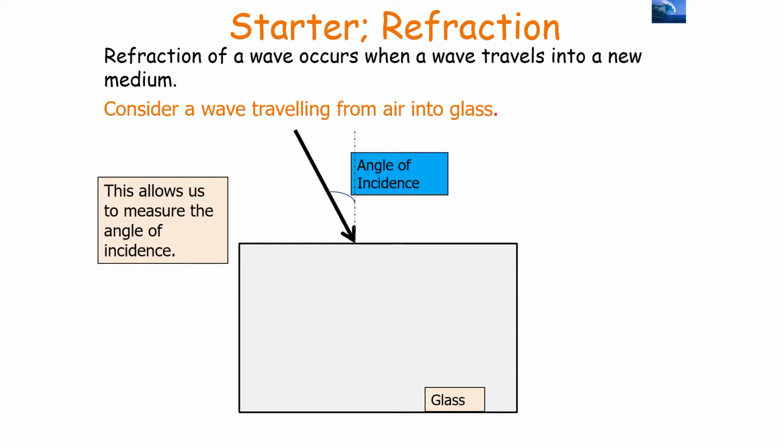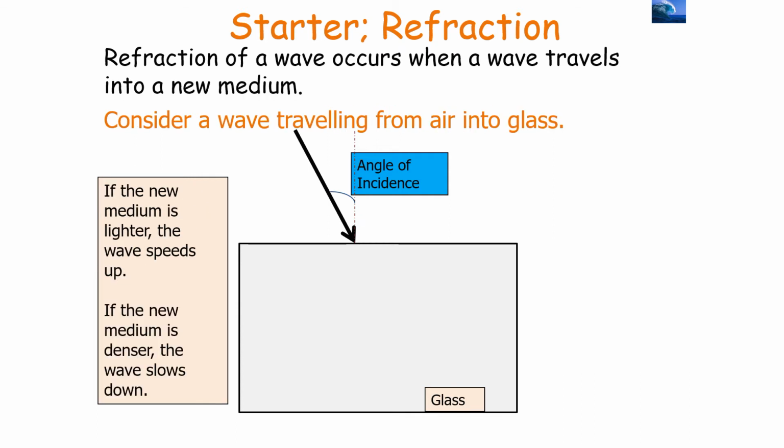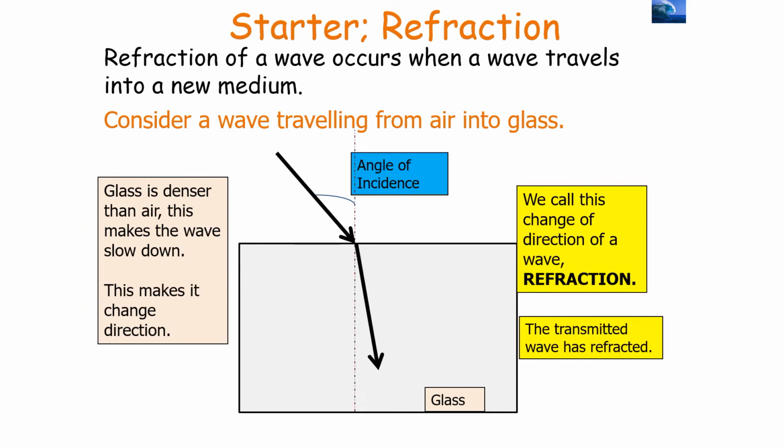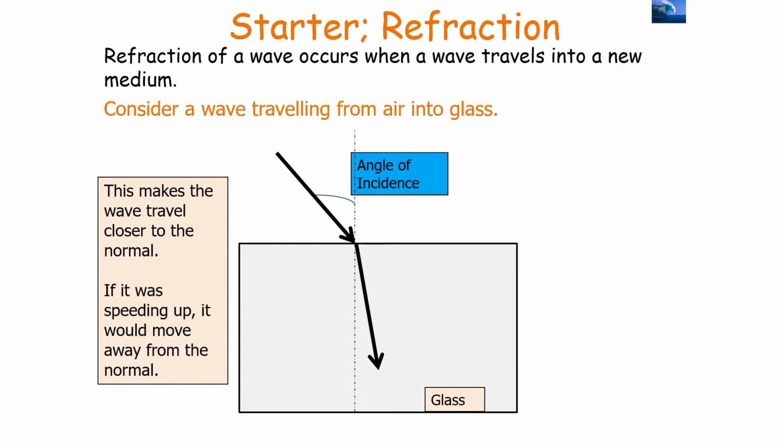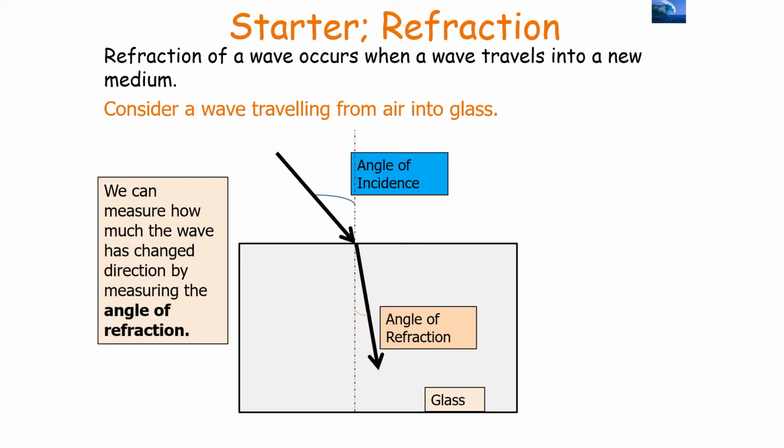Now when a wave hits a new substance or medium, it changes speed. If the new medium is denser than the old medium, the wave will slow down. Now what will happen is this will make the wave change direction. So in this example, glass is denser than air, so it makes the wave slow down, and because it's hit the new medium at an angle, it will cause it to change direction. Now we call this change of direction of a wave refraction. So the transmitted wave has been refracted. Now this makes the wave travel closer to the normal than before. If it was speeding up, it would move away from the normal. Now we can measure how much the wave has changed direction by measuring the angle of refraction.